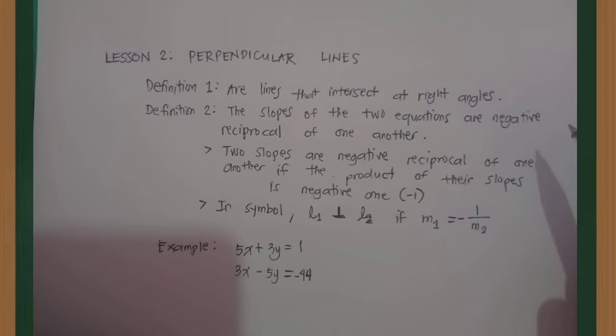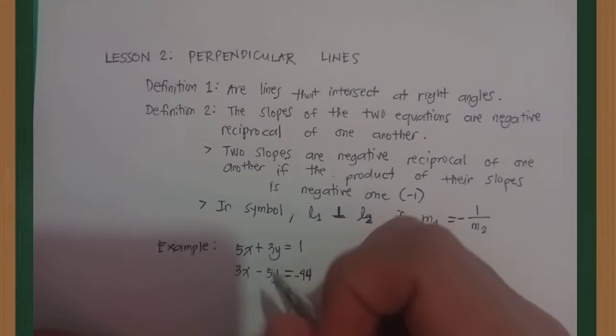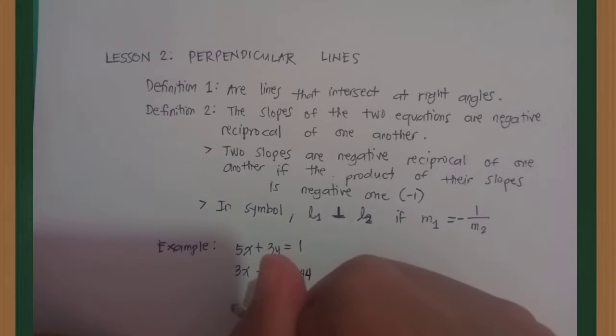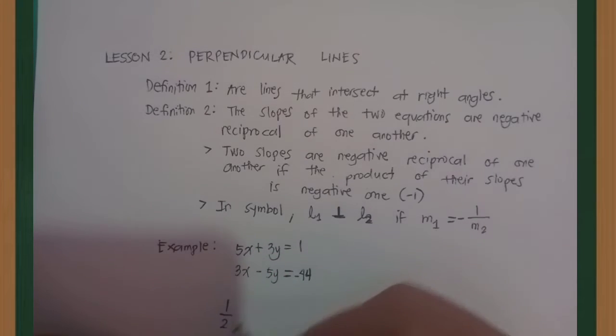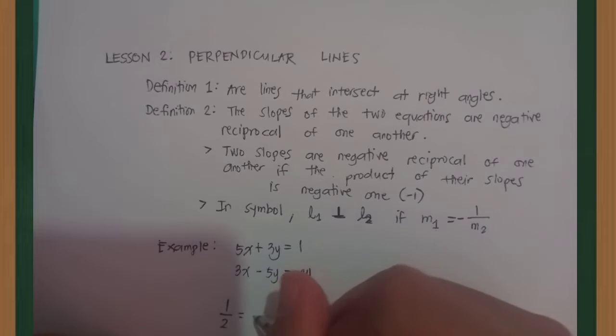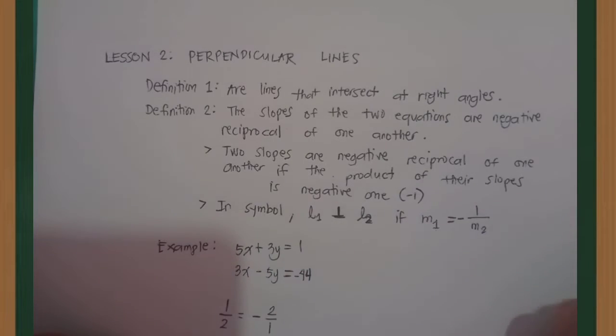Okay, so when we say reciprocal, you just flip it. For example, we have 1/2. So what is the negative reciprocal of 1/2? The negative reciprocal of 1/2 is negative 2 over 1, or negative 2. Did you get me? So that is the meaning of negative reciprocal.